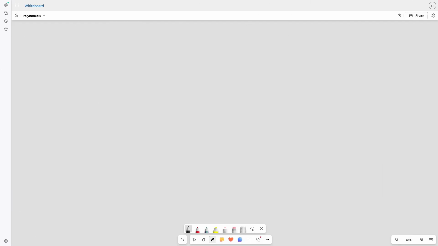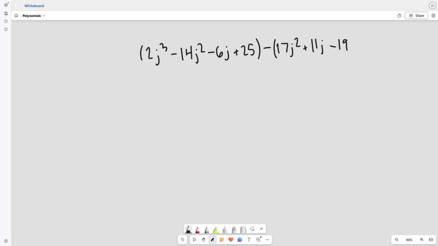Now let's get into adding and subtracting polynomials. So say you have 2j to the third minus 14j squared minus 6j plus 25. And we're going to subtract 17j squared plus 11j minus 19.